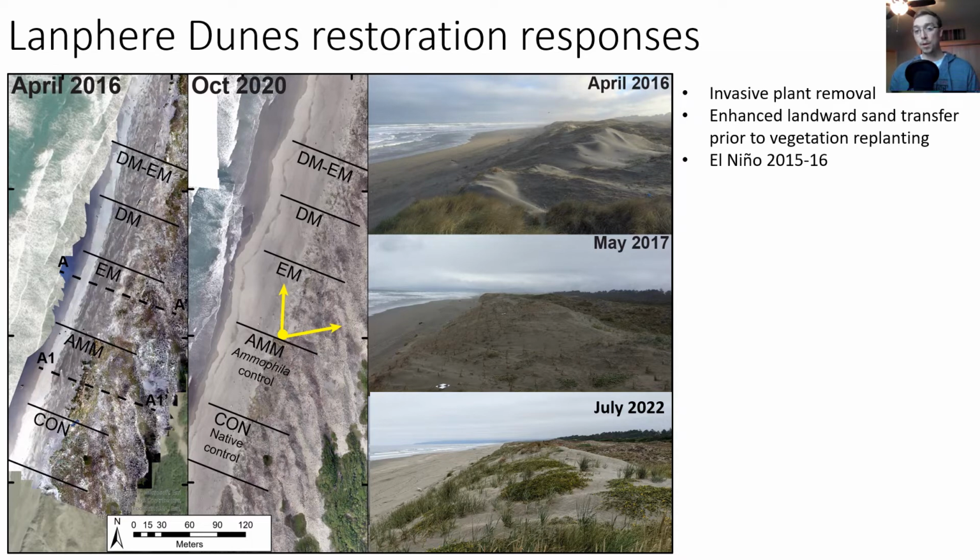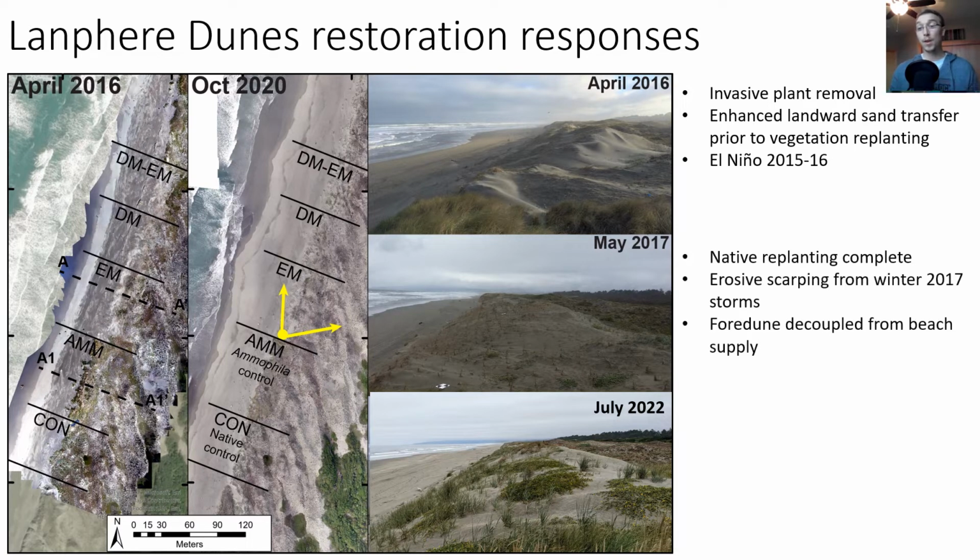So an ENSO event, or an El Nino Southern Oscillation event, is set up by warmer ocean currents coming up along the Pacific coast, changing how storms and trajectories occur when waves are coming up onto the beach. And that caused a lot of erosion that year. The next year, native replanting in May 2017 had been completed. And then we got hit with some really, really heavy storms in the winter of 2016 to 2017.